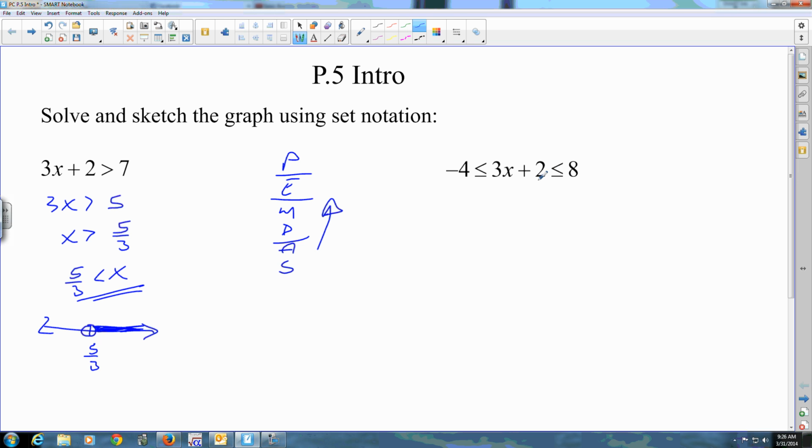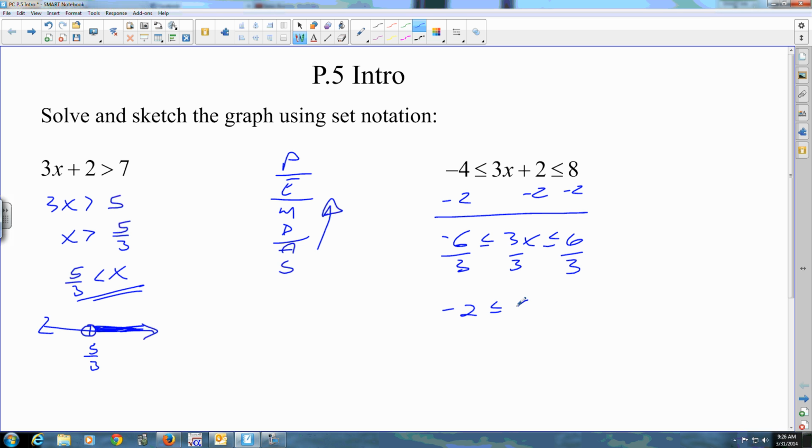Okay, this one, it's double-sided. Meaning that if you had this much, what would you do first? You'd subtract the 2. Well, what if you had this much? You'd start by subtracting the 2. Well, just start by subtracting the 2 then. Minus 2, minus 2, minus 2. So you have minus 6 less than or equal to 3x less than or equal to, what would that be, 6? Then divide everybody by 3.